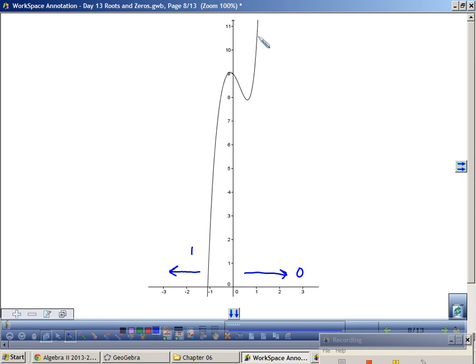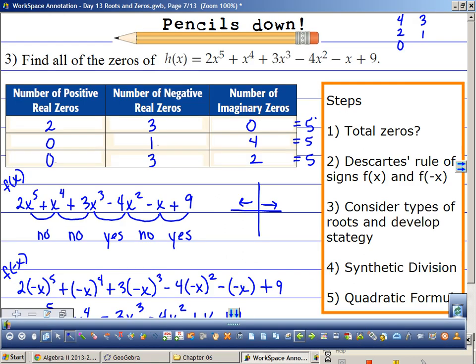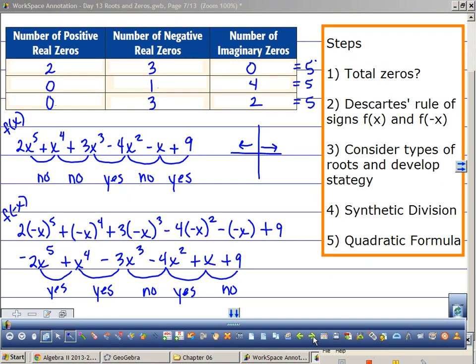So I've got imaginary roots up here. Okay, how many do I have? 4. Why do I have 4 imaginary roots? Because I only have 1 real root, so I must have 4 imaginary roots because my polynomial is to the degree of 5. Okay, let's go back and copy this down. Thank you. Okay, let's move on.